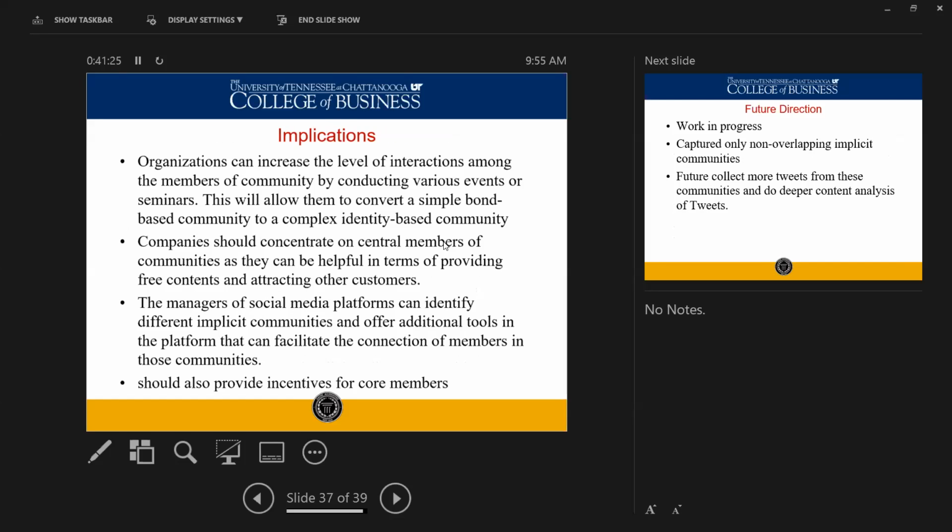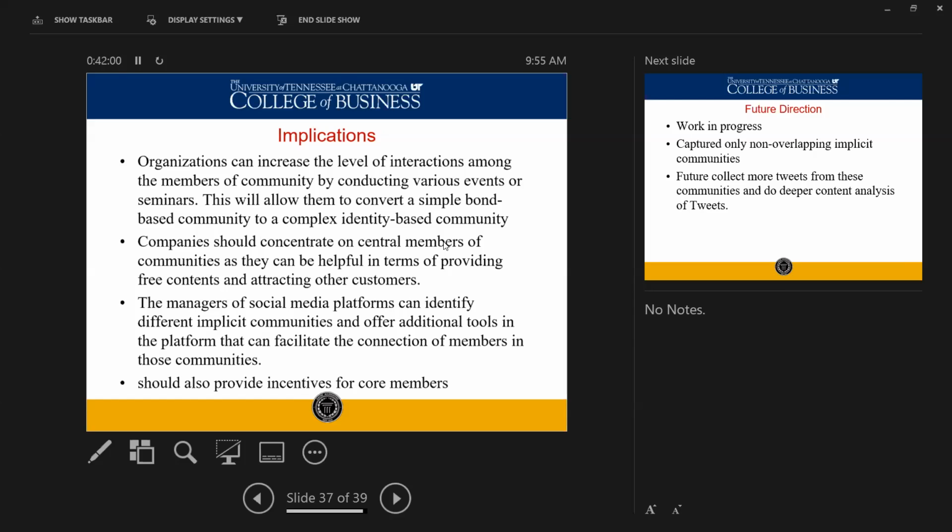So the implications of this work: the organizations can increase the level of interactions among the members of the community by conducting various events or seminars. This will allow them to convert a simple bond-based community to a complex identity-based community. So organizations can push people to convert a bond-based community, where they're just following one person, to more by conducting seminars, more interaction, more groups, to have more people active.